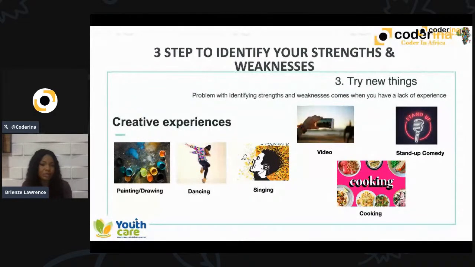Try painting, try drawing, because if you know how to paint and draw, you can now take extra classes outside your school where you're teaching, external students or even fellow teachers or even adult students on how to paint and draw. Dancing. Have you gone dancing?